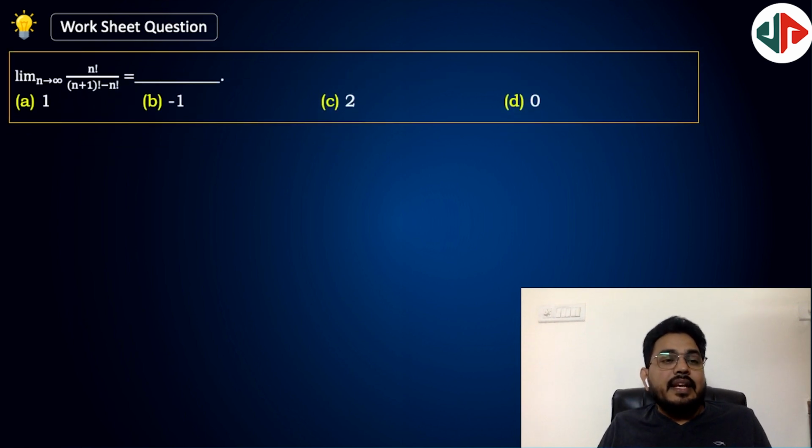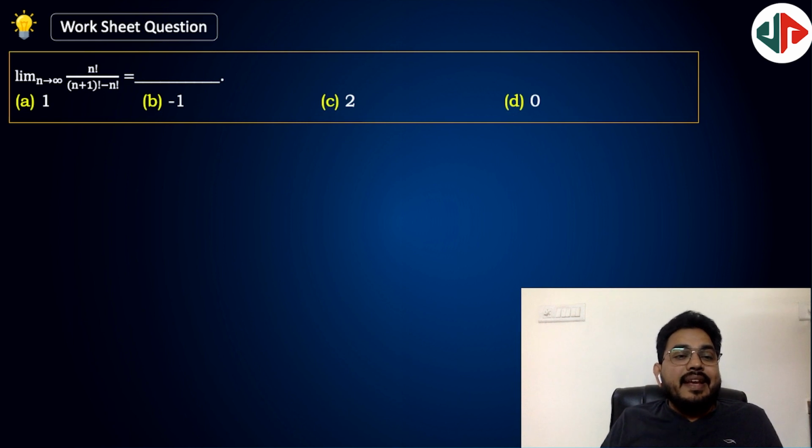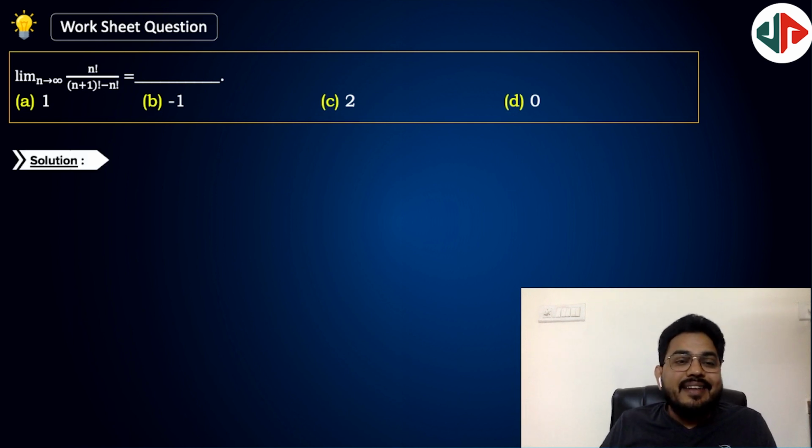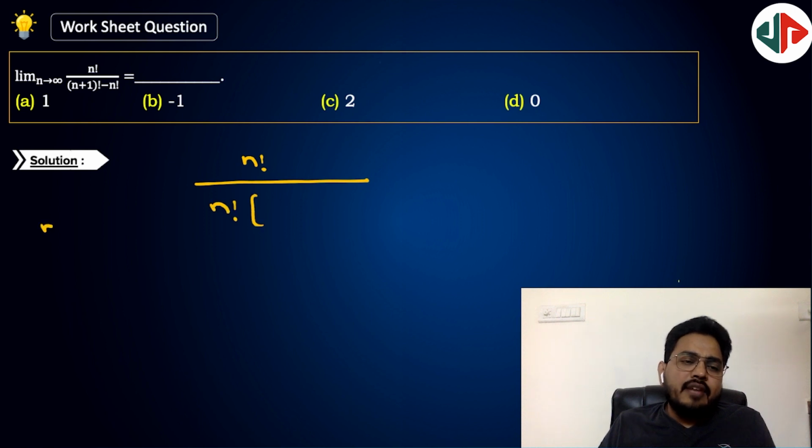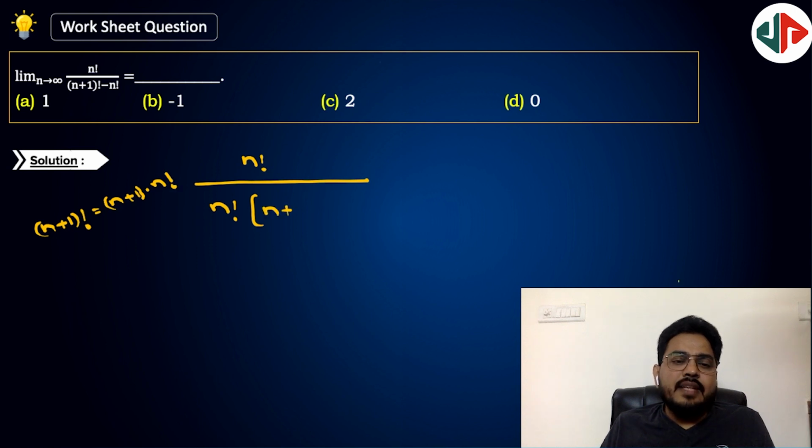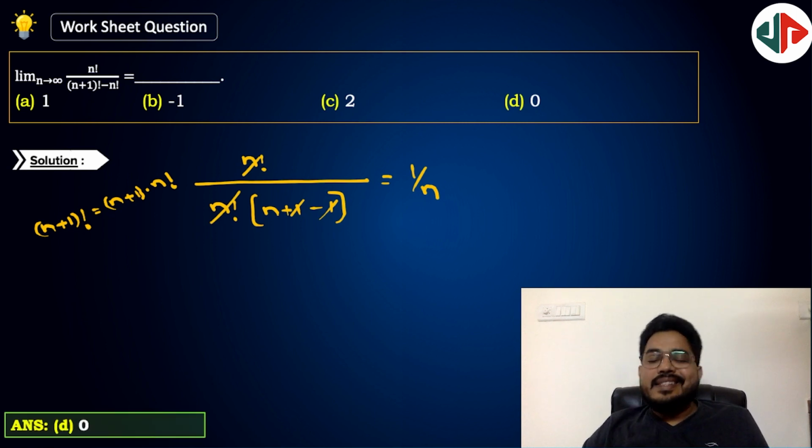Next question. Limit n tending to infinity, n factorial by this one. Interesting question. So what is the numerator? Numerator is n factorial. Denominator: if I take n factorial out, because you can write (n plus 1) factorial as n plus 1 into n factorial. So this is n factorial into (n plus 1 minus 1). 1 cancels. This cancels. 1 by n. So the answer is going to be 0.